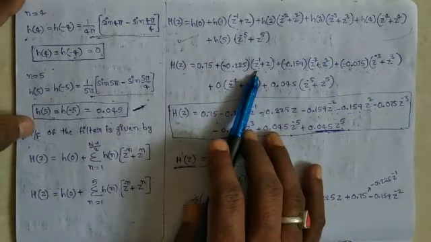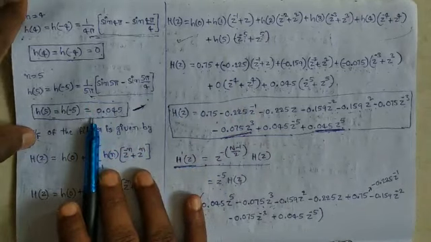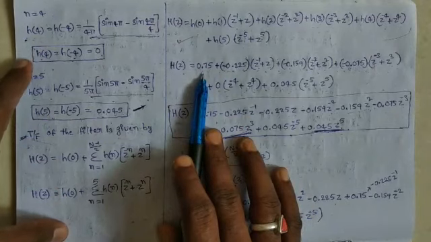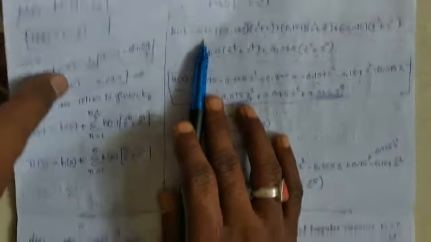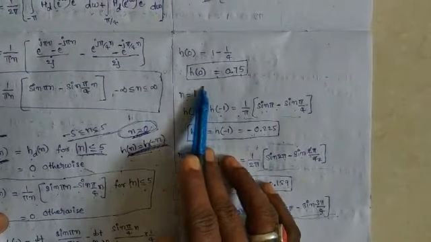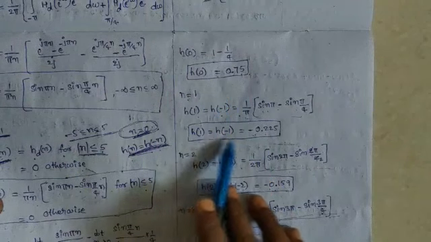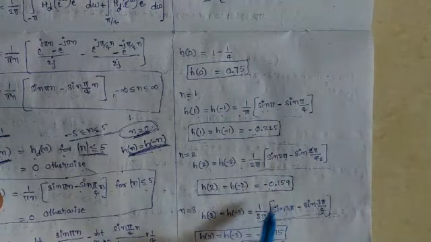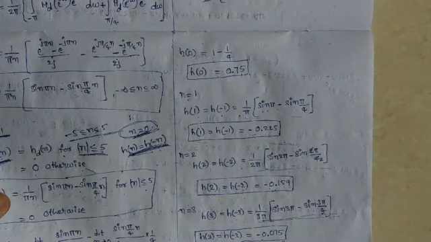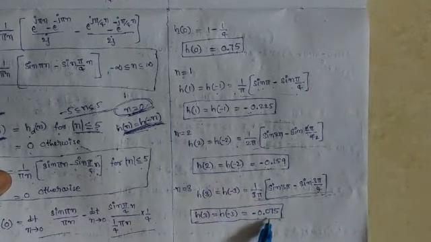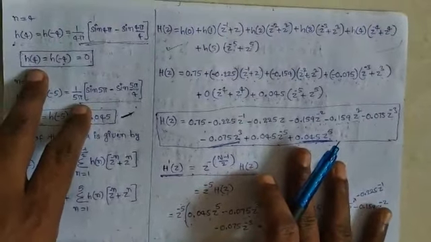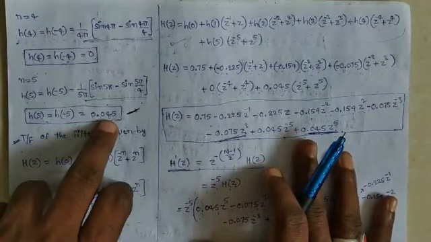Already we have calculated these; this is the non-causal sequence. Here n is equal to 0. What is the h of 0? H of 0 is 0.75. H of 1 is minus 0.225. H of 2 is minus 0.159. H of 3 is minus 0.075. H of 4 is 0. H of 5 is 0.045.